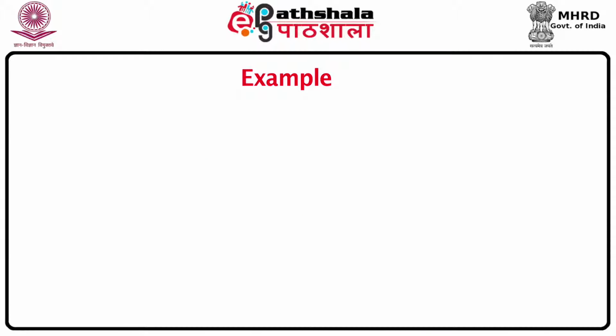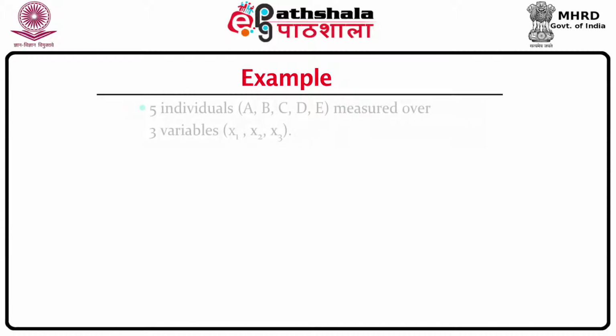Now let's look at an example of hierarchical clustering, and we'll do this example using the agglomerative method. Suppose we have 5 individuals A, B, C, D and E, and we measure them over 3 variables x1, x2 and x3. These are 3 characteristics of these 5 individuals.